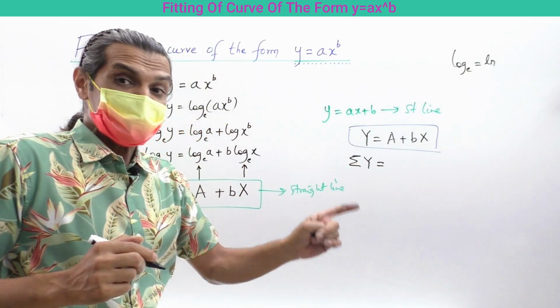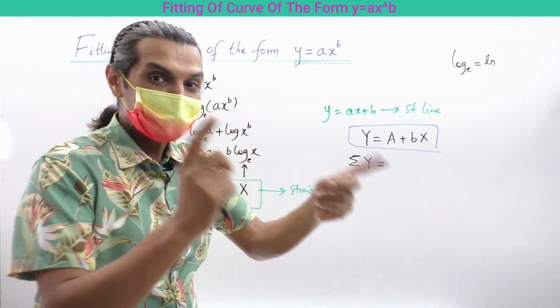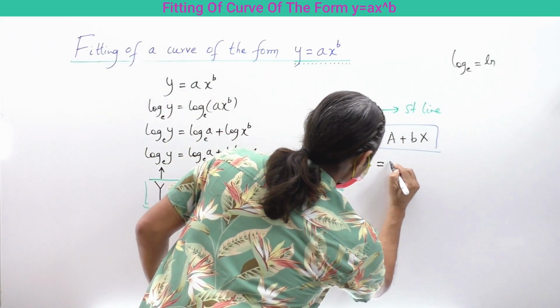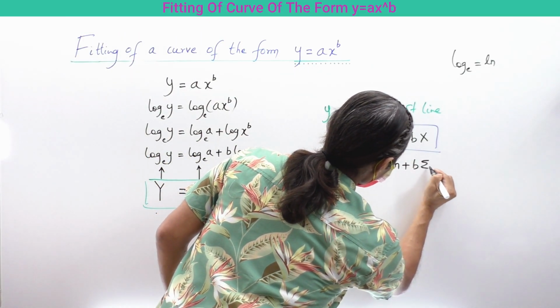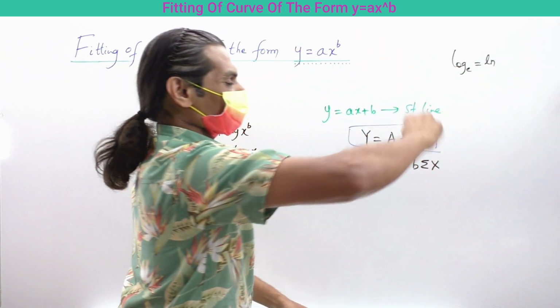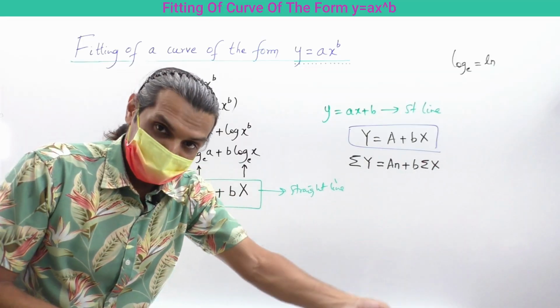First, when I apply, A is constant, what happens? Recall what we have done in your straight lines. Whenever constant is there, we take A into n plus, again this will be B into sigma. Note that it is capital X, not small x. X is capital here. Now, again apply summation one more time.